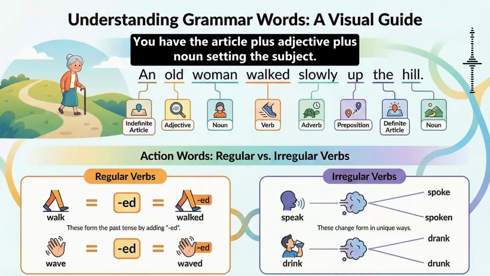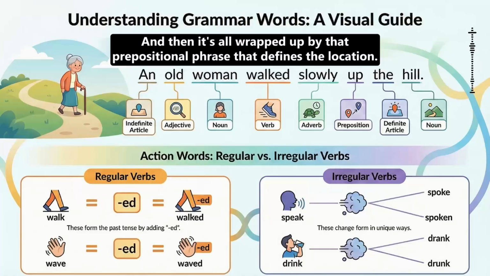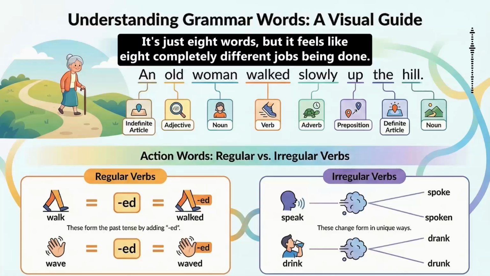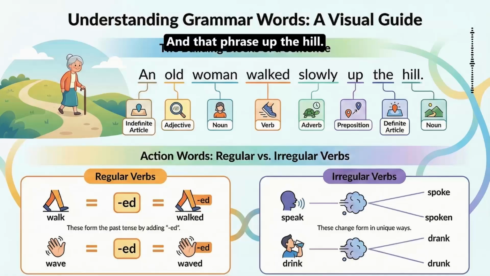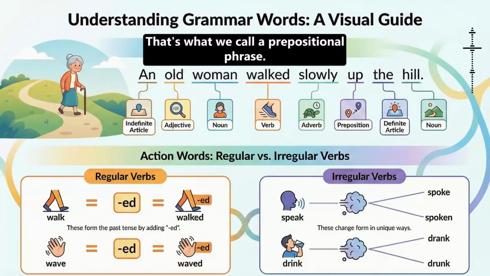So you see, it's a chain of functions. You have the article plus adjective plus noun setting the subject, followed by the verb plus adverb defining the action. And then it's all wrapped up by that prepositional phrase that defines the location. It's just 8 words, but it feels like 8 completely different jobs being done. And that phrase, up the hill, that's what we call a prepositional phrase.